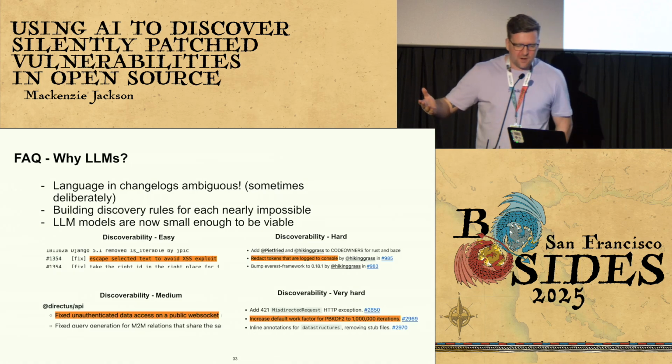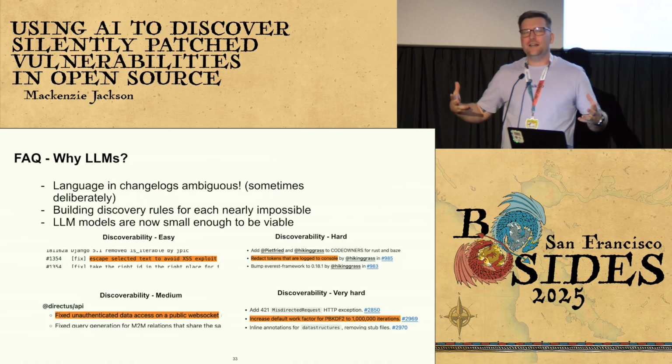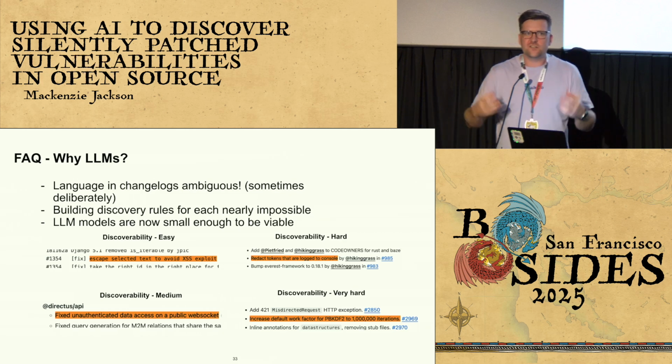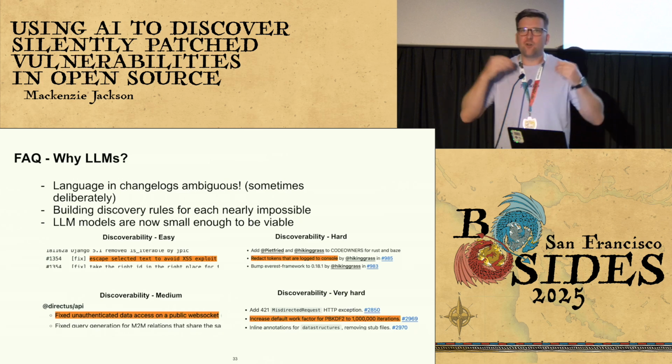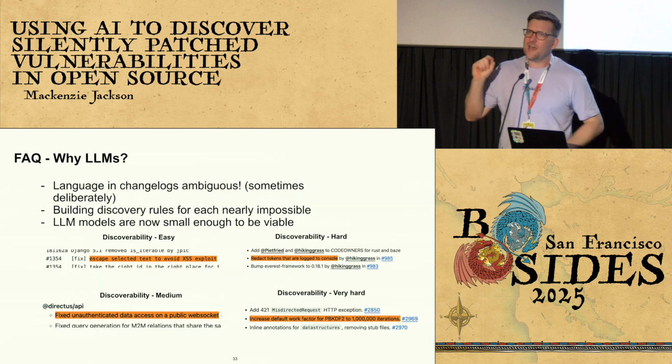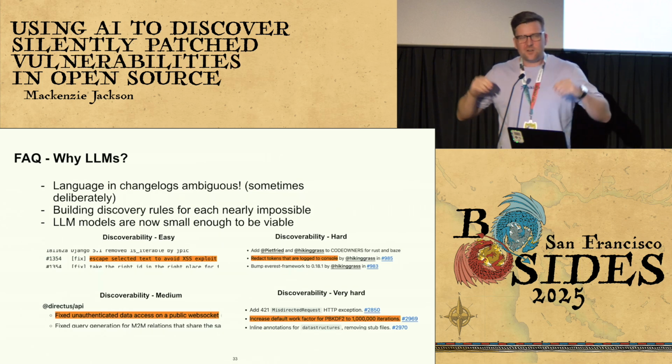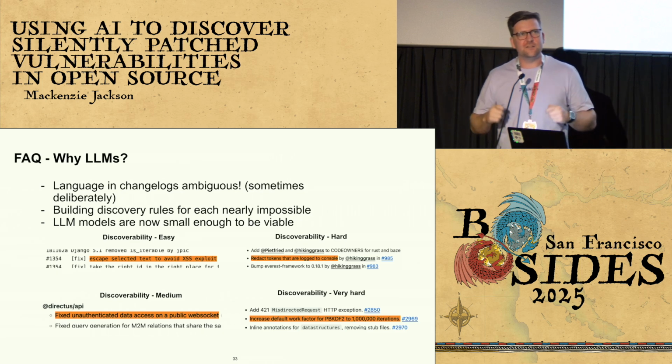Now, another question you might have is, okay, but why LLMs? You're looking at public data. This sounds like a problem that could be solved by more traditional scanning techniques or traditional tools, maybe writing some rules to try and identify certain things. The reason why LLMs were so useful and so important in this case is because the language that was used to fix a vulnerability is very ambiguous.